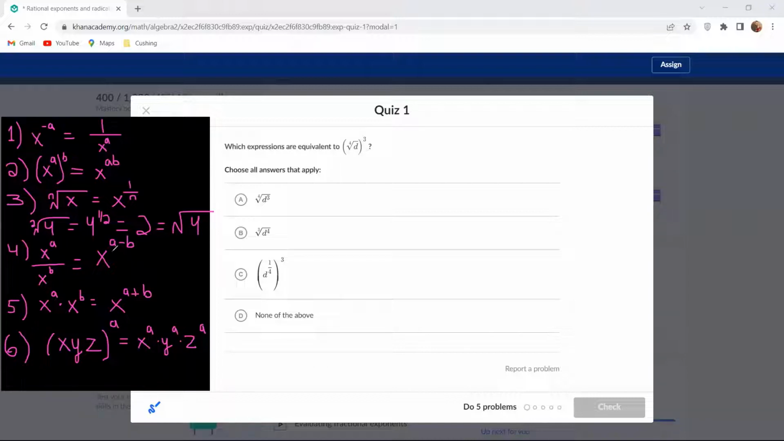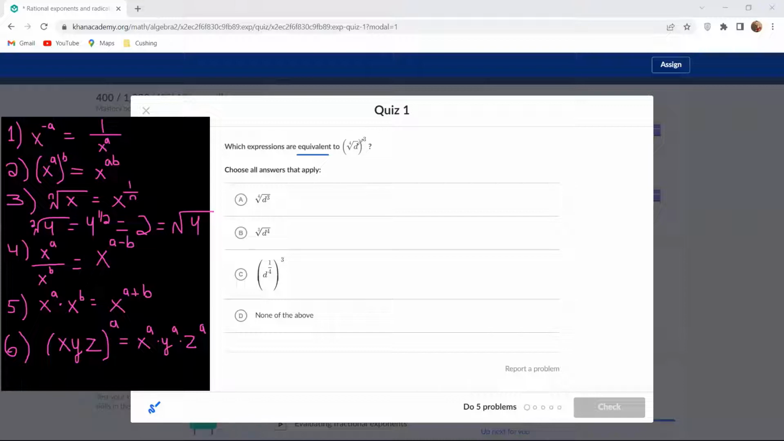All right, so then what we're going to do here is take a look at all of these questions, and we'll go question by question, and I'll say what rule I'm going to use. I'll call them 1, 2, 3, 4, 5, and 6. Then we'll answer each of these questions. The first one asks, which expressions are equivalent to the 4th root of d raised to the 3rd power?